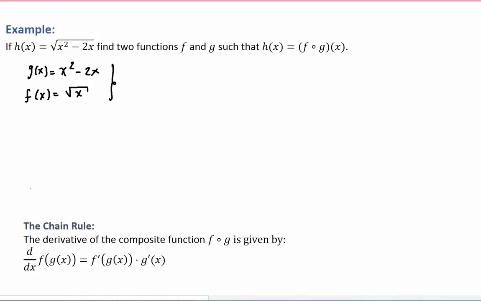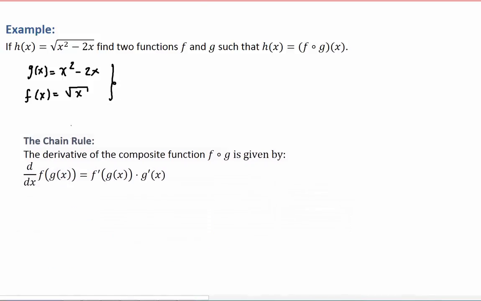If you have a function h and you write it as a composition of functions, then the chain rule tells you that the derivative is going to be the derivative of f evaluated at g of x times the derivative of g. Let's calculate the derivatives here. As you can see, you will need f prime and you'll need g prime. So let's do a little example with this function. Let's calculate the derivatives of each one of them.